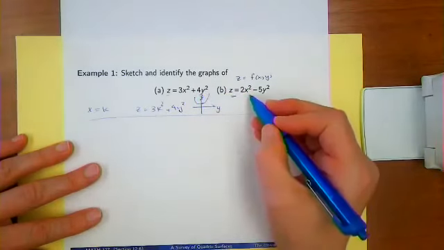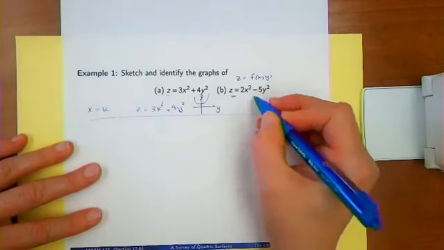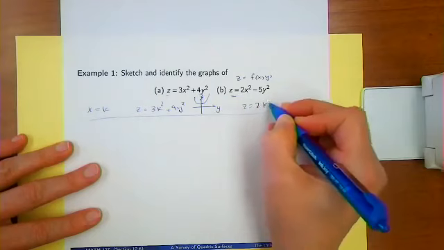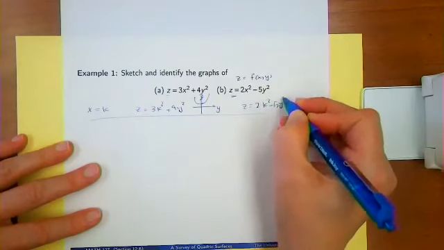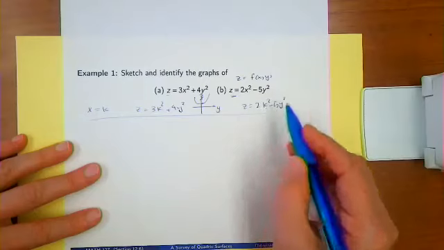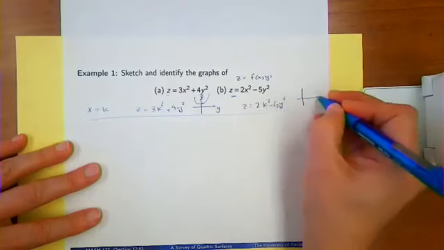Now, if I do that same thing for that, I get z equal to 2k squared minus 5y squared. The first term is again always positive, and the second term is a parabola looking downward.